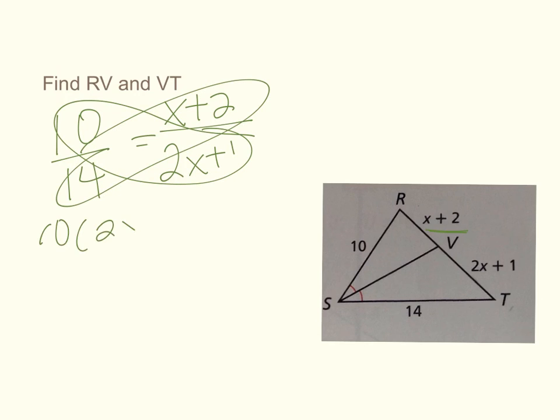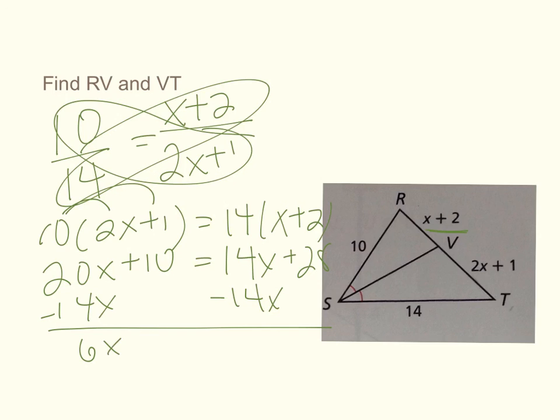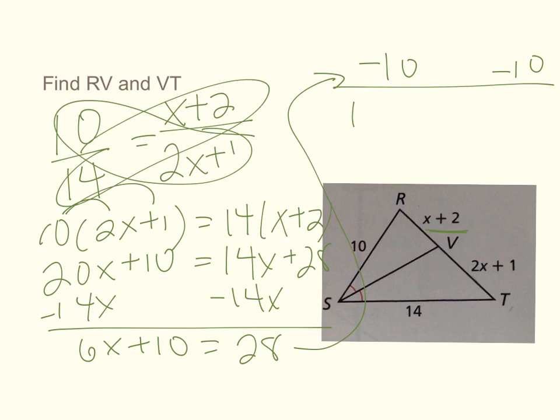So 10 times 2x plus 1 equals 14 times x plus 2. Then you have to distribute. So I get 20x plus 10 equals 14x plus 28. Now I can subtract 14x from both sides. I get 6x plus 10 equals 28. I'm going to have to move up here to get a little bit more room. If I subtract 10 from both sides, I get 6x equals 18. Divide by 6, and x equals 3.